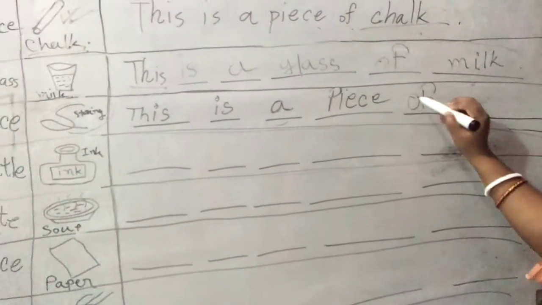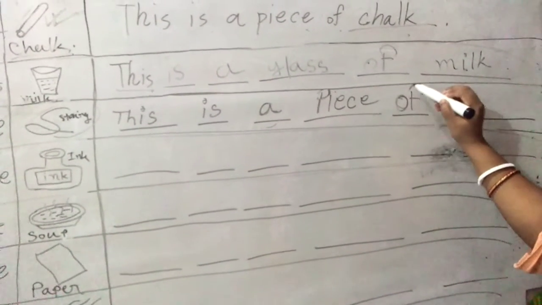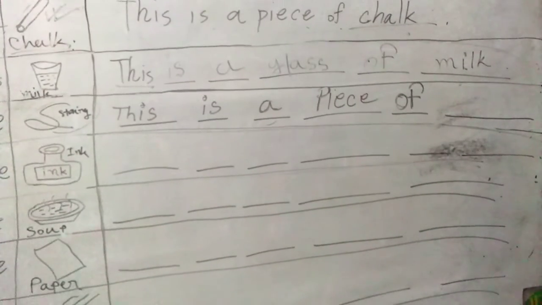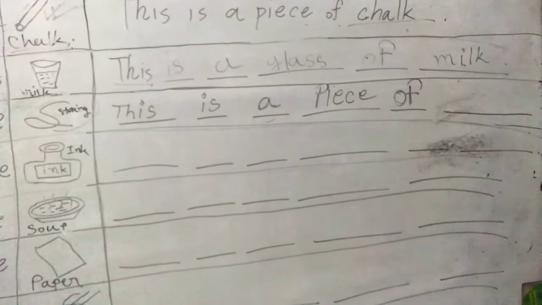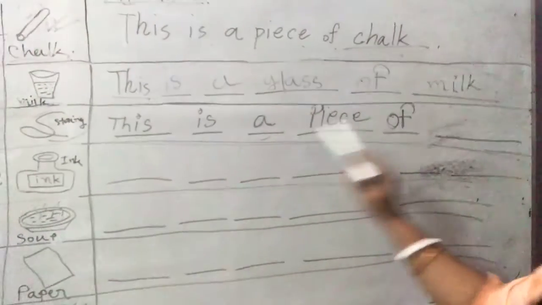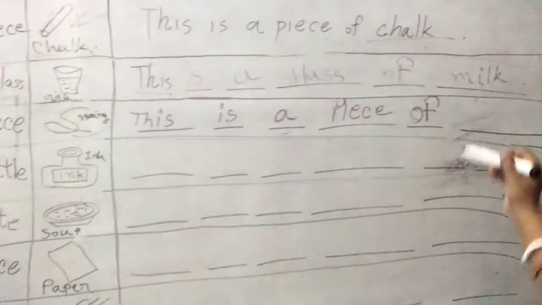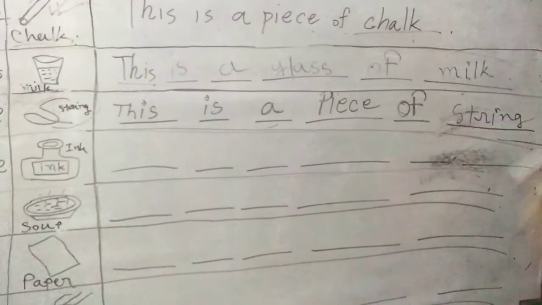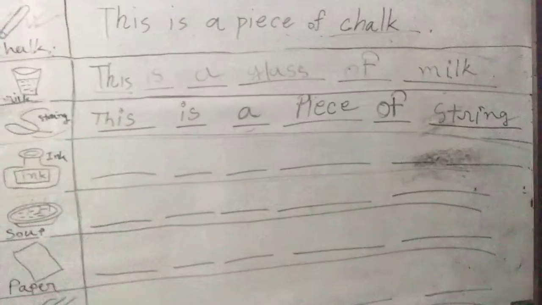So see, this is a piece of what? Of is a kind of preposition. Remember, a preposition is placed just before the noun or pronoun. Okay. So see, this is a piece of what? A piece of string. Okay. Now we have done 3 of the sentences.